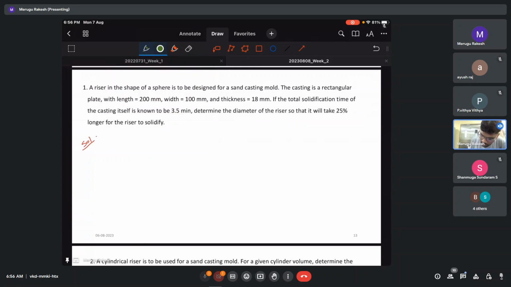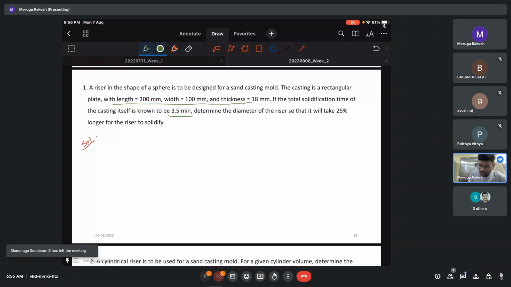So they have given you the length, width, and thickness of the casting. So that is indirectly giving you the volume to surface area. Then the total solidification time of the casting is given as 3.5 minutes, and they are asking for the diameter of the riser so that it will take 25% longer for the riser to solidify. They did not tell you optimum riser, so you cannot take D equal to H directly in this case. So we need to find D and H, and we need two equations. Let us solve them.